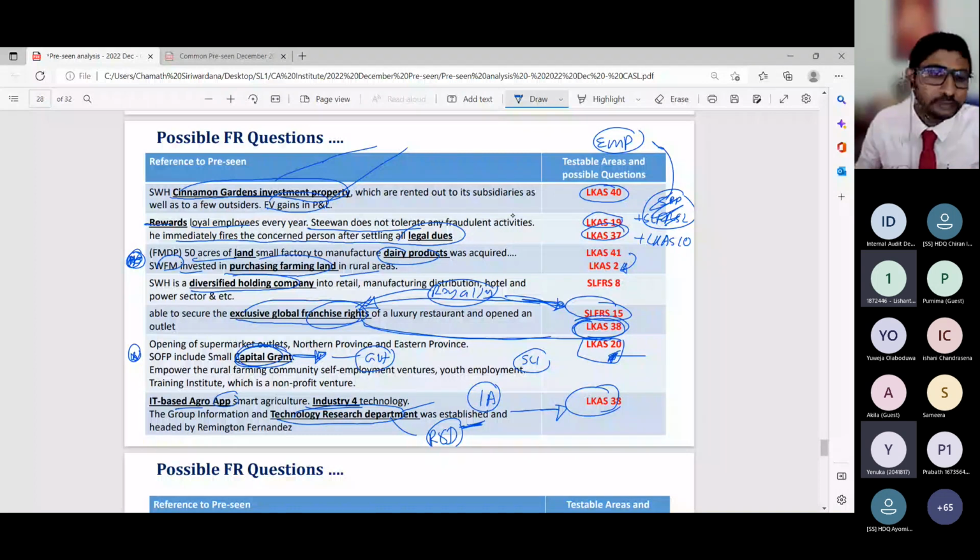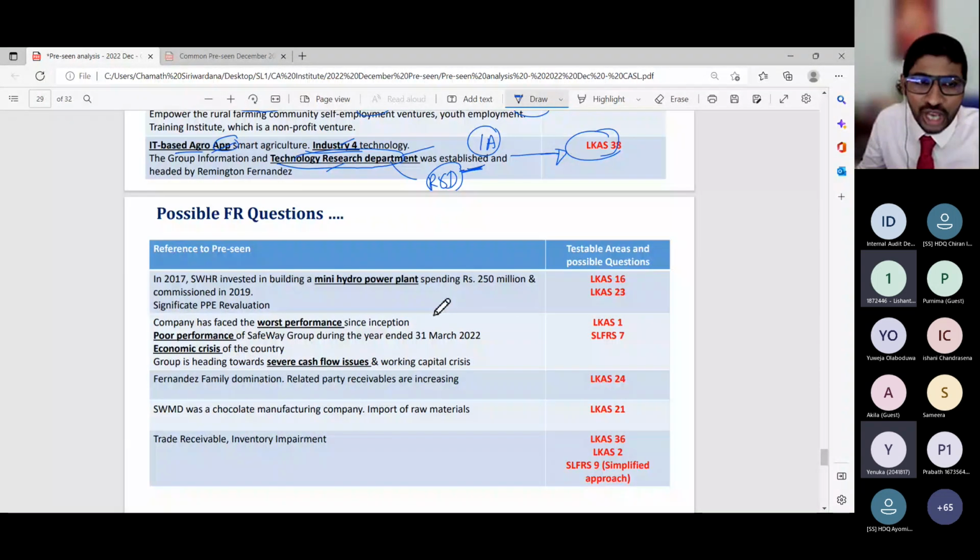Going forward, they have mentioned this mini hydro power plant, which was started in 2017 and completed in 2019. If you think about the mini hydro power plant, it is a qualifying asset, which took a substantial period of time to get ready for its intended use. Anyway, they have spent 250 million, a large amount, and for this qualifying asset, they might ask for borrowing cost capitalization.